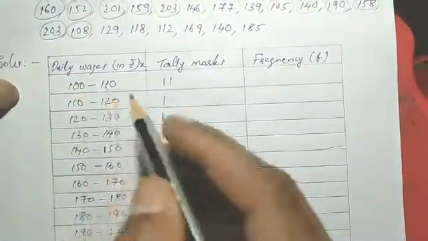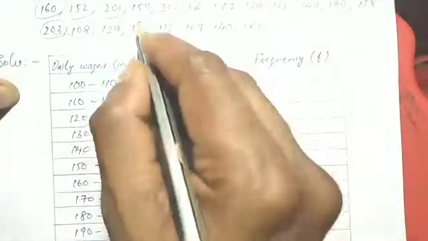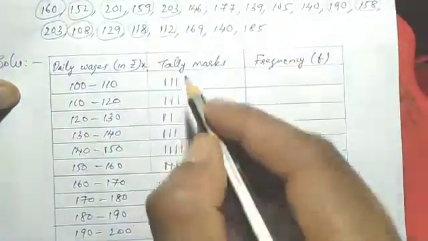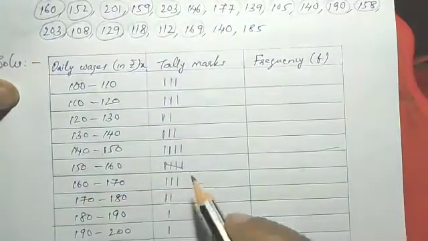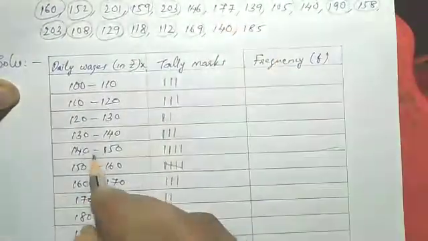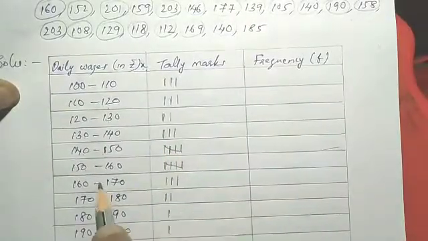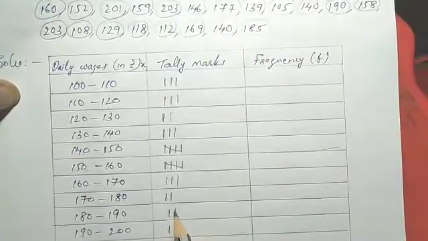Next one 108, between 100 and 110. Here it will come. 129 here. 118 here it will come. 112 that also in the second class interval. 169 here it will come. 140, it is here, so we have to cut it, the fifth one. Next one 185, here it will come.